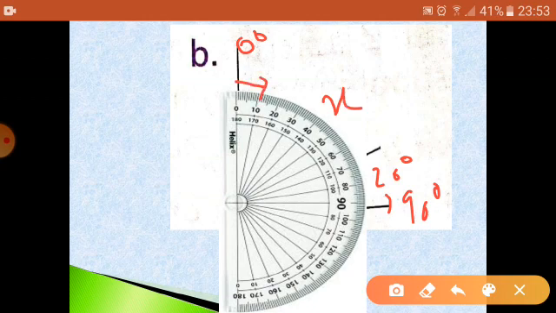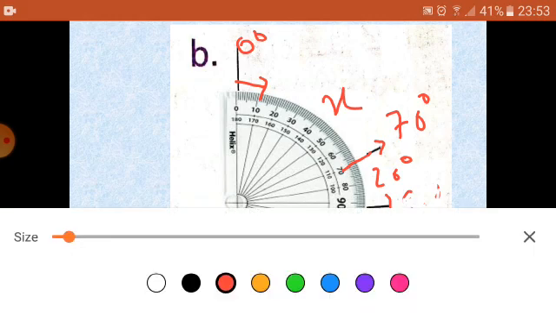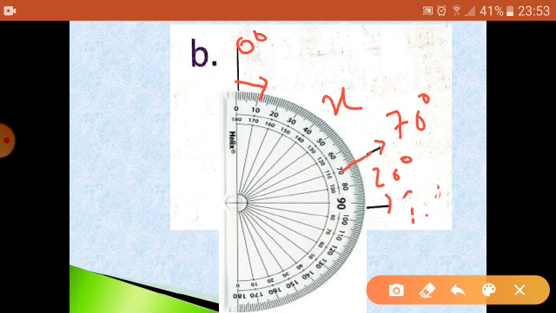This time we are going to use the upper line: 0, 10 degree, then 20 degree, 30 degree, 40 degree, 50 degree, 60 degree, and look at where this black line is going. That is going towards 70 degree. See? So your missing angle is 70 degree. That means the value of x is 70 degree.